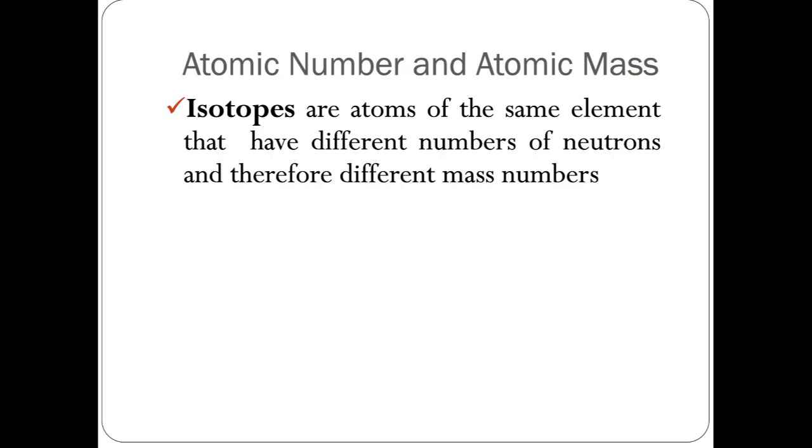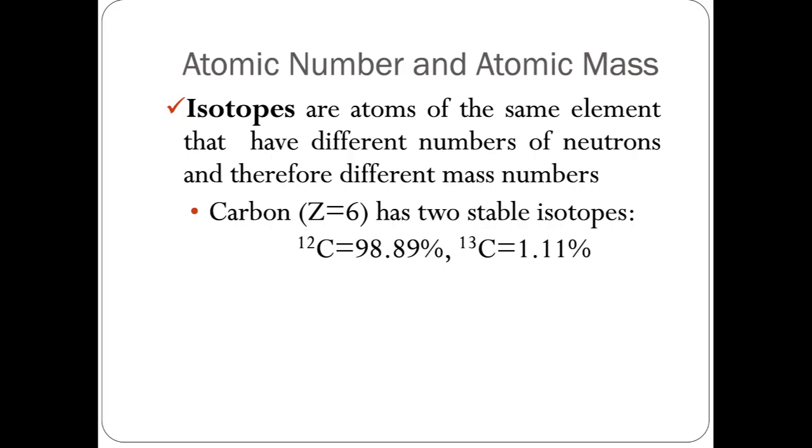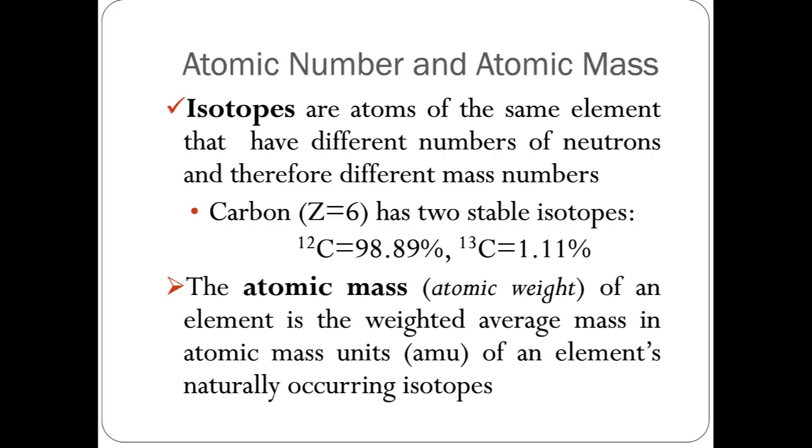Carbon has 2 stable isotopes. Natural abundance: carbon-12, 98.89%; carbon-13, 1.11%. The atomic mass, or atomic weight, of an element is the weighted average mass, in atomic mass units (AMU), of an element's naturally occurring isotopes.